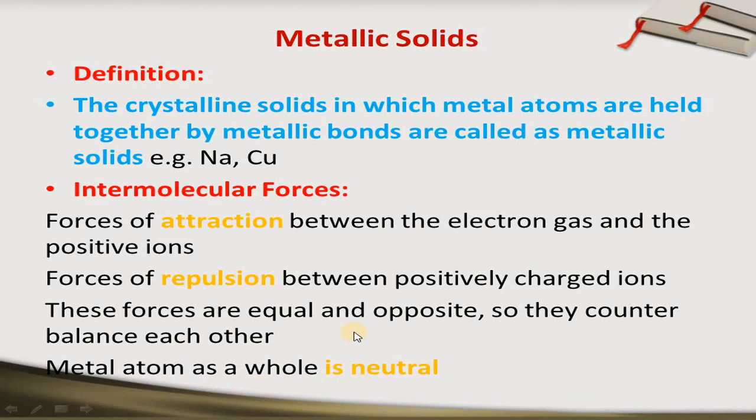Metallic solids have different properties: they are the best conductors of heat and electricity, they have a lustrous surface, they are malleable and ductile, and they have high melting points.